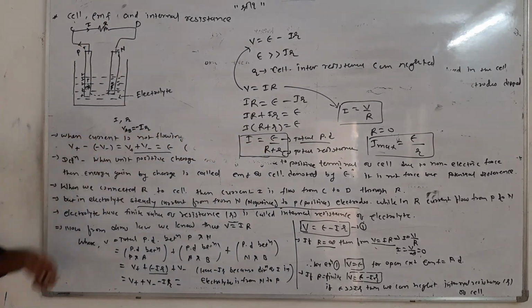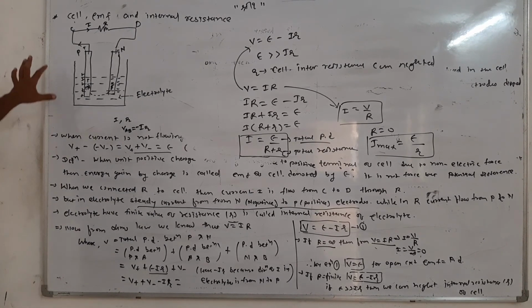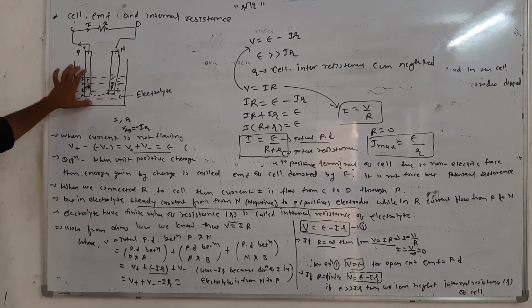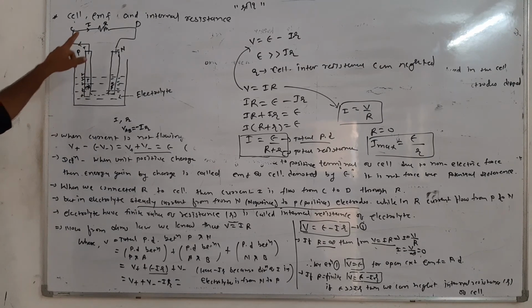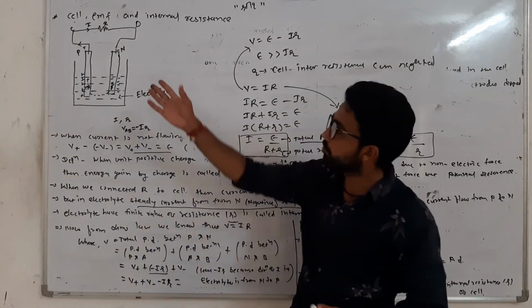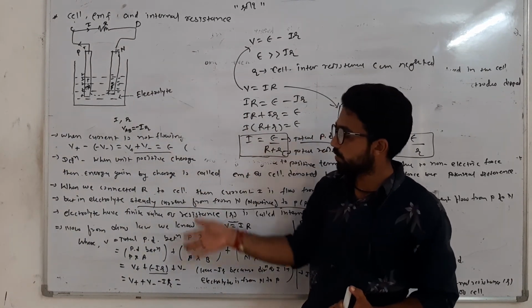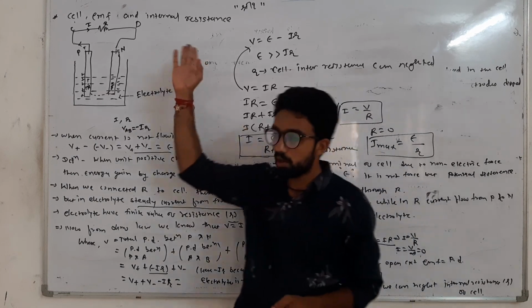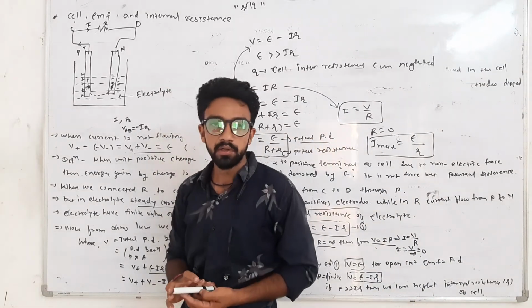So this is all about the electric cell, EMF and internal resistance. We started from cell construction, and then what is the EMF? So EMF is the potential difference across two electrodes. Okay, and then we derived the relationship between EMF, internal resistance and potential difference.